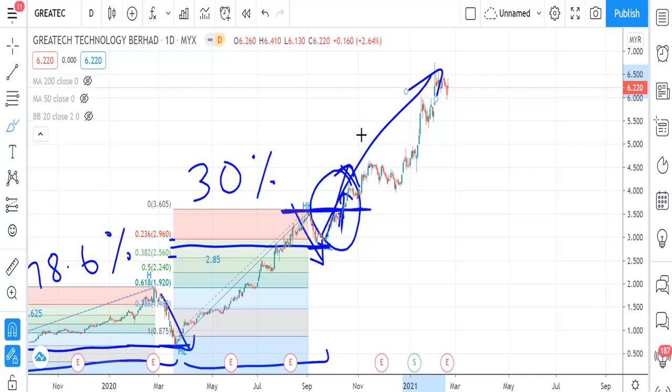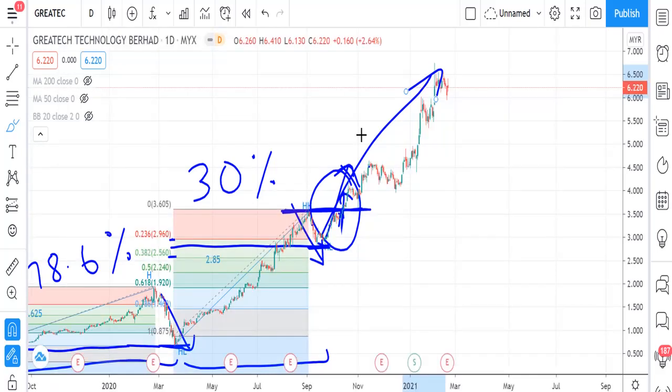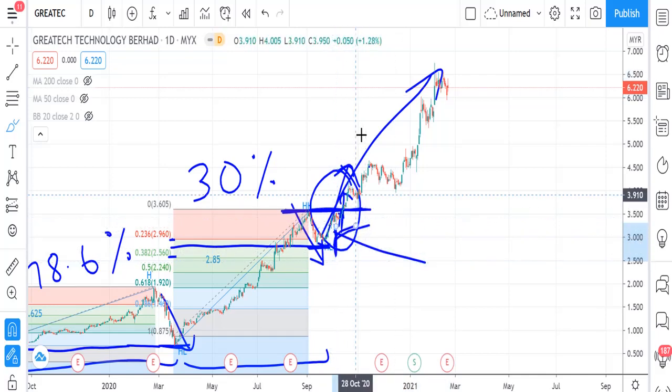You would have earned a lot of money if you invested at the right place here. Let's say somewhere here you invested. Somewhere here, if you invested, I'm sure you would have earned a lot of money from this chart. We'll see another chart after this.